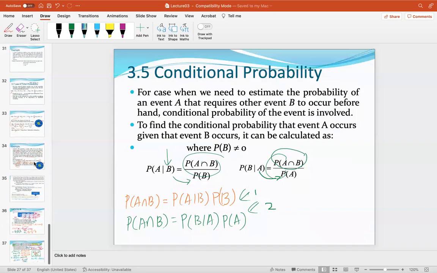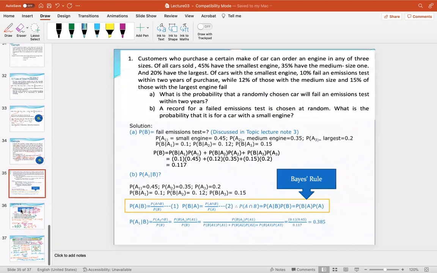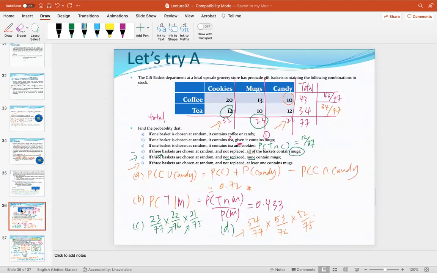Where's our try? Okay, so we know that we can replace this as that because P(B|A1) is given. So we can use this to replace the P(A1)P(B|A1), P(A2)P(B|A2). When you put it in, it seems like all the information is given, and therefore you can get 0.117. Is that clear?